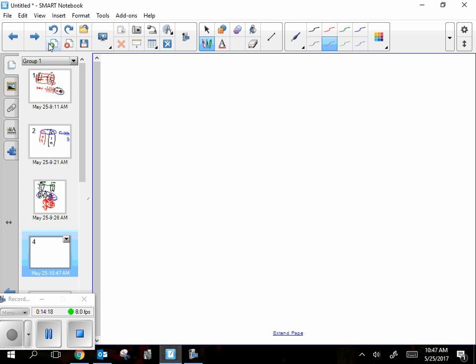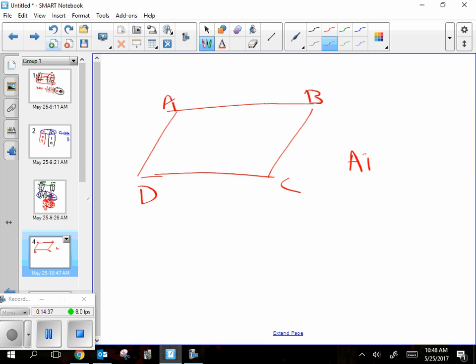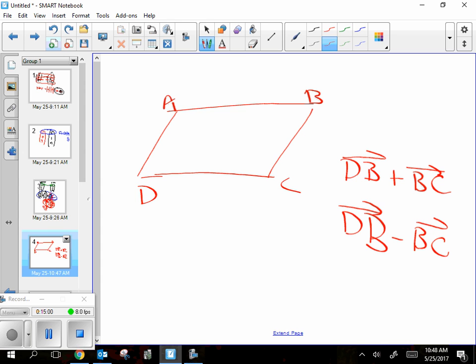All right. Next, something we haven't done in a long time. Drawing pictures like this. A, B, C, D. Now, I want you to see if you can draw AB. No, actually, let's make it DB vector plus BC, and then I'd like you to show me the difference between DB plus BC and DB minus BC. I'm going to pause while you draw those vectors.